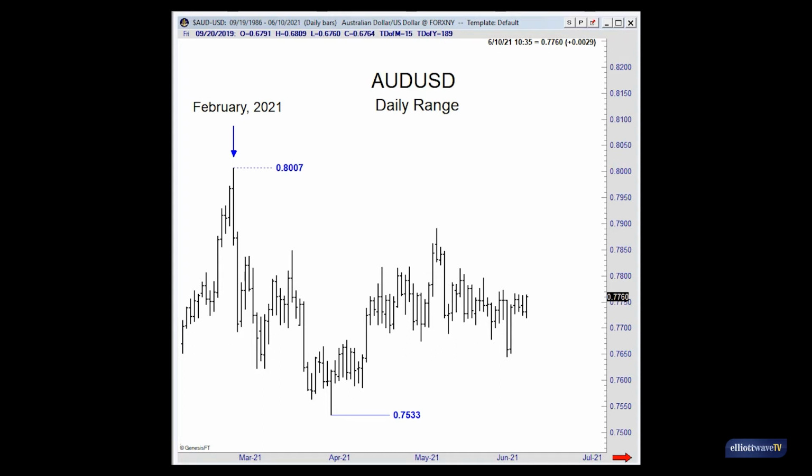If we zone in on the price action even another bit and go down to a daily range chart, we can see more detail of the price action, and this is where it starts to really get interesting. If we look at the pullback from 0.8007, it has unfolded in a corrective manner, and we can label it in 3 waves. The rally up from 0.7533 also unfolded in 3 waves, and this is now where the price action really gets interesting from our perspective.